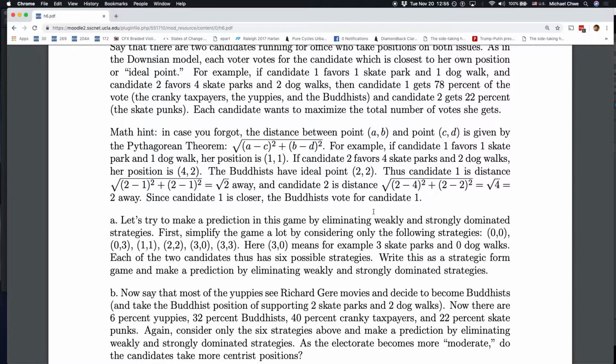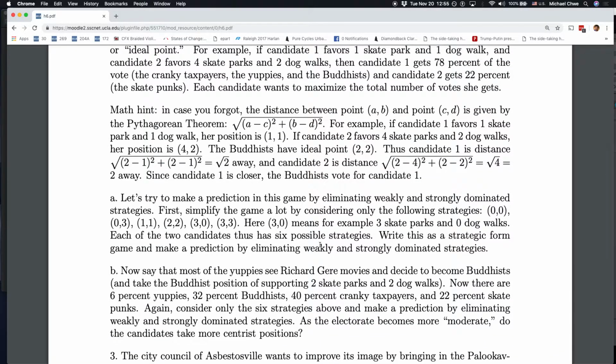Okay. All right. Any questions about 2 anymore? Did you guys do it? When you eliminate for 2A, for iterative elimination of dominated strategies, what do you get? Do you get 3 left over? Did anybody do that yet? Yeah, I have a 3 by 3. I think it's 0, 3, 2, 2, 3, 3.